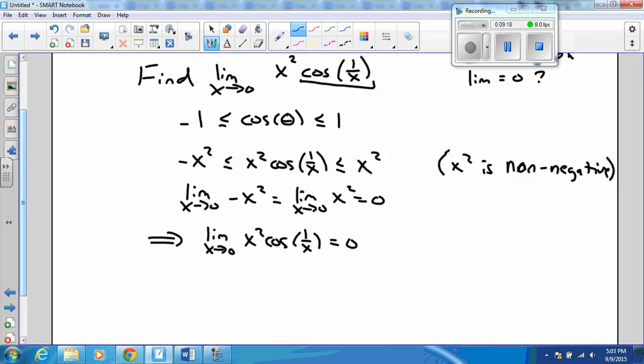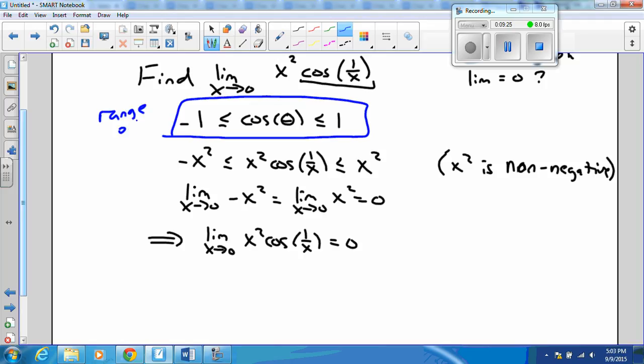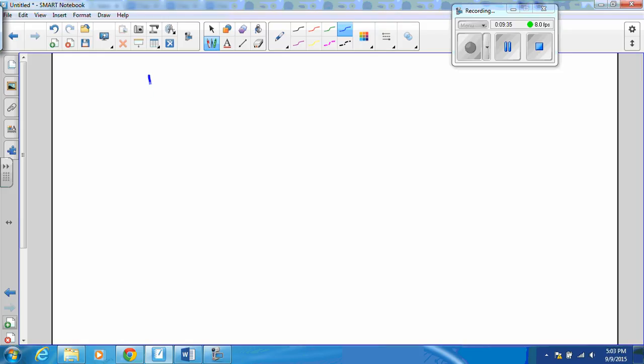The key thing that we needed in order to make this happen was the range of cosine. That was the key. Tomorrow, we shall use the Squeeze Theorem to find a very famous limit, the limit as theta goes to 0 of sine theta over theta. And to do that, we will need two bounding functions that we will talk about tomorrow.